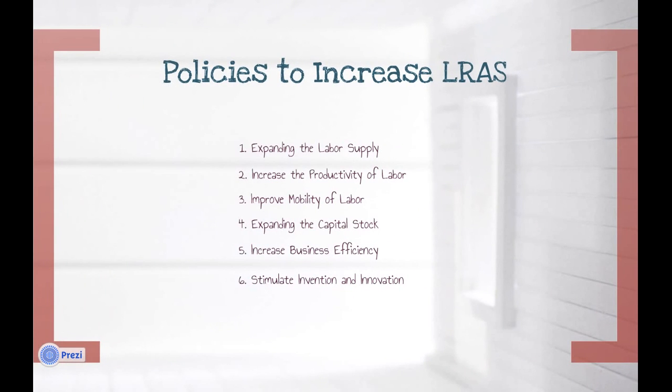Here are 6 policies that are targeted towards increasing the long-run aggregate supply. Expanding the labor supply. Increase the productivity of labor. Improve mobility of labor. Expanding the capital stock. Increase business efficiency. Stimulate invention and innovation.